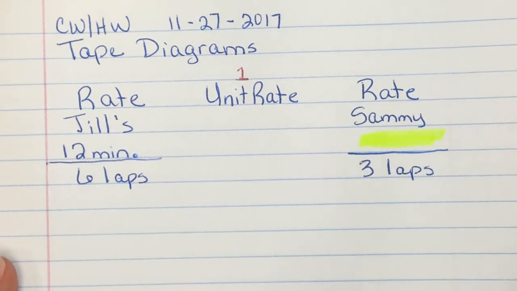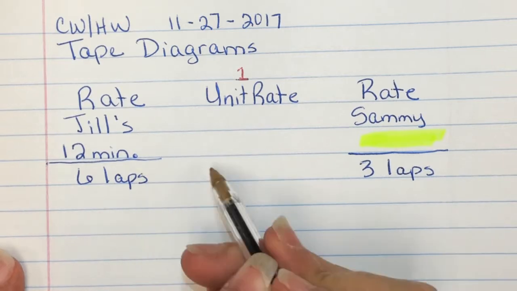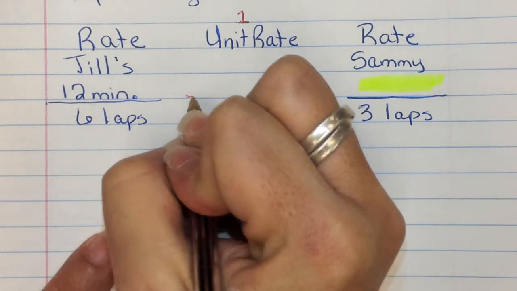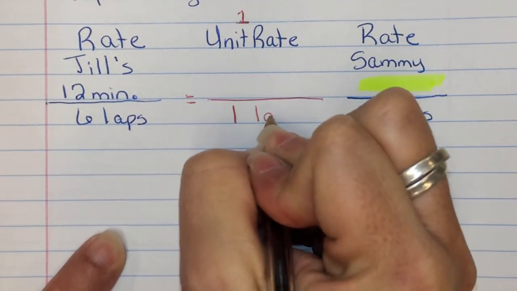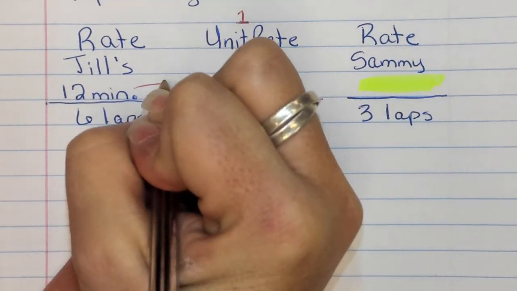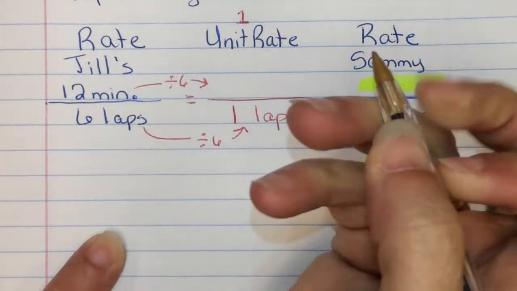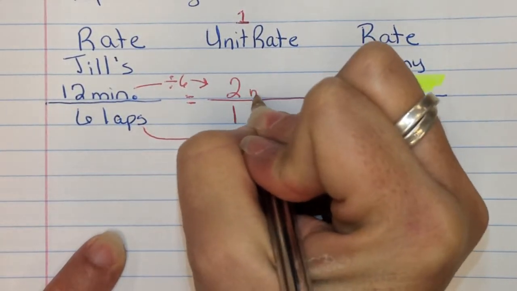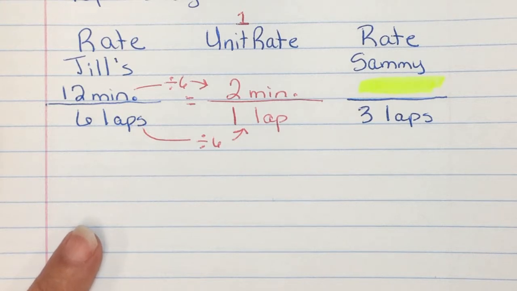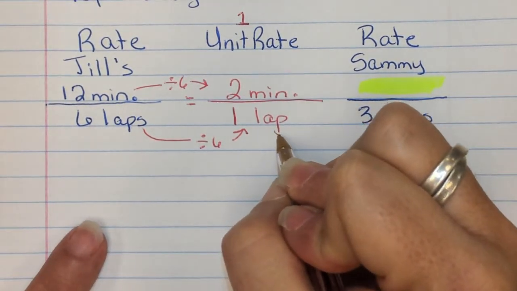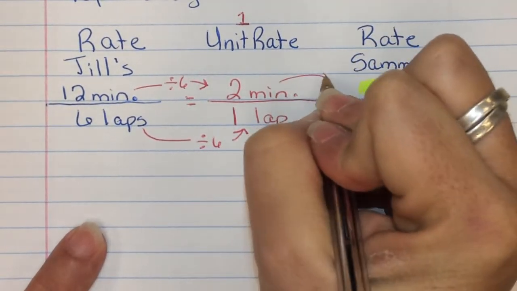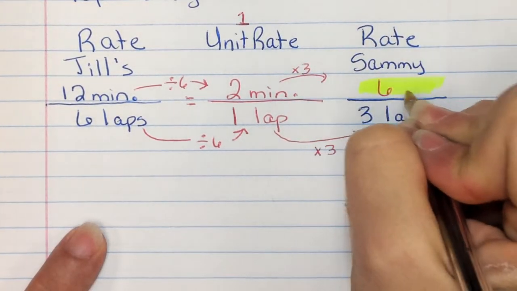Okay. Now, I want you to think about this. You've done this part before. If we are going from 12 minutes and 6 laps, how much is 1 lap? What is it, guys? 2 minutes in 1 lap. So does everybody agree to that? That's our unit rate. So if we're going to go from 1 lap to 3 laps, we're going to multiply by 3. 2 times 3 is 6 minutes.